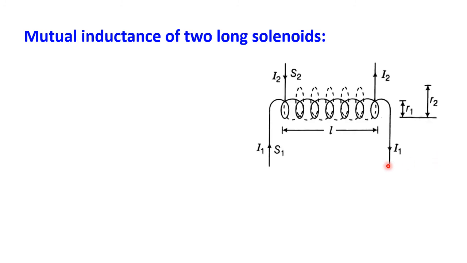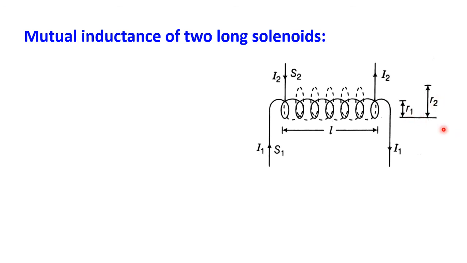Mutual inductance of two long solenoids. This is a very important topic. Sometimes we may get this one as an essay question also. For suppose one coil S1 is wound like this. On this, another coil is wound, for suppose that is S2. In the first coil the current is I1, in the second coil the current is, for suppose, I2, and the length of the coils, for suppose L, so both have the same length, and the radius of the first one is R1, the radius of the second one is R2, for suppose.